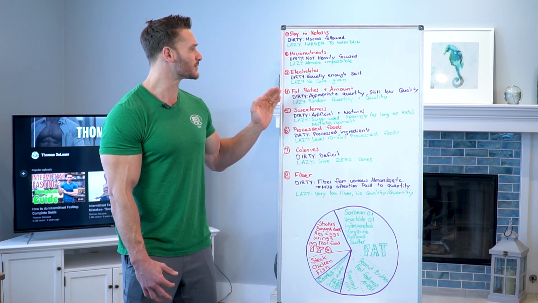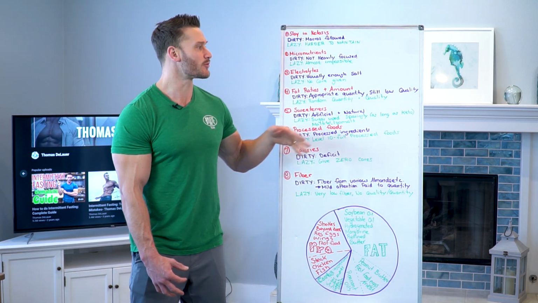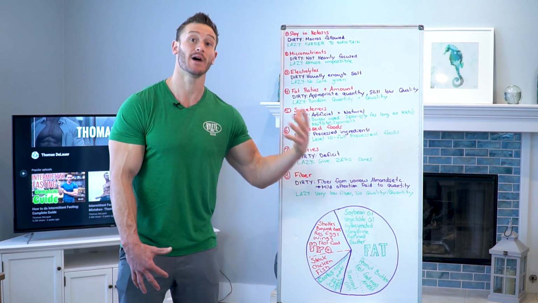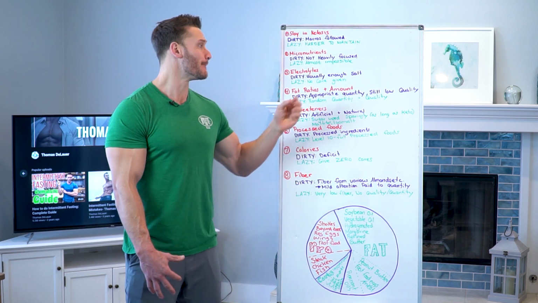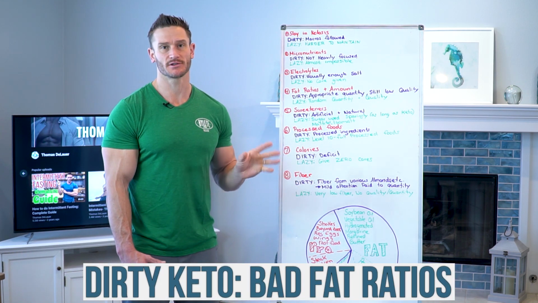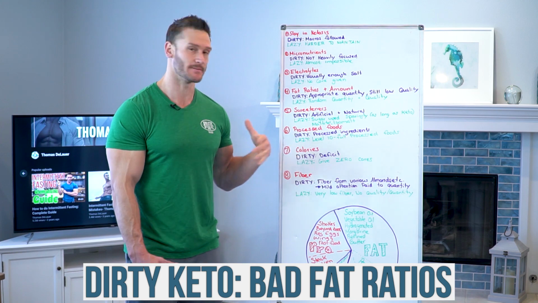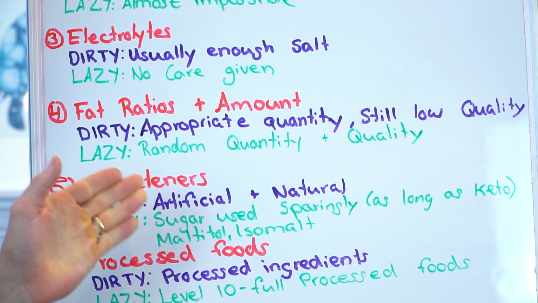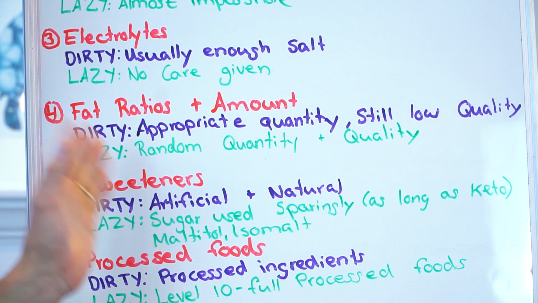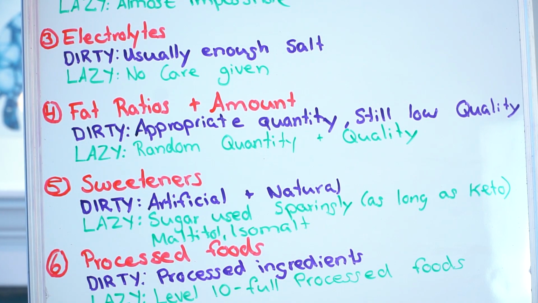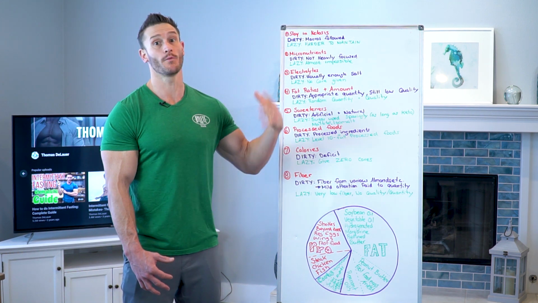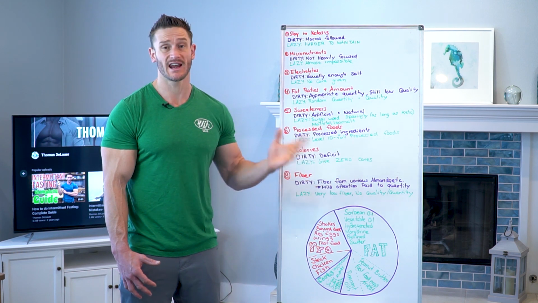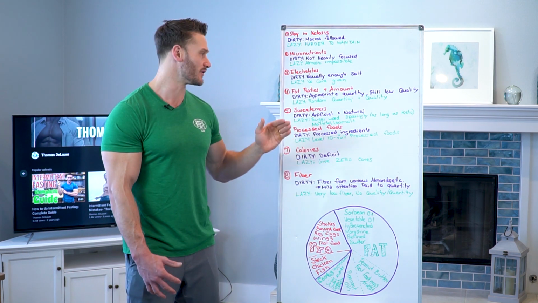So with the fat ratios, with dirty keto, you're focusing on the appropriate quantity of fat because again, you're still paying attention to how much fat you get in. But still low quality. So dirty keto is not good for fat ratios. That's probably one of the worst things about dirty keto. Lazy keto takes it a step in the other direction, even worse, right? Lazy keto is random quantity and random qualities. So you might be getting copious amounts of omega-6s, copious amounts of soybean oil or something, and then the next day copious amounts of another oil. It's all over the place.